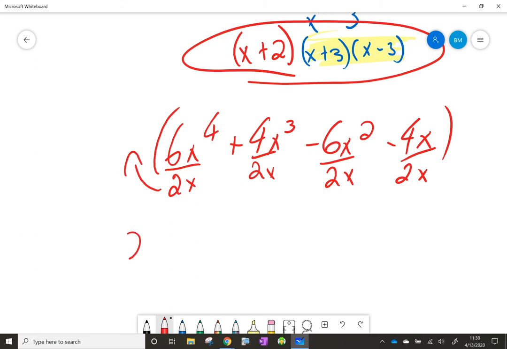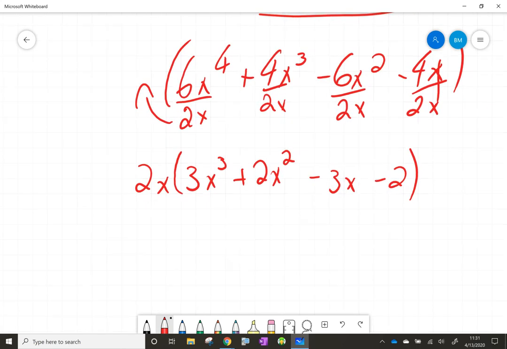Let's take the 2x all the way out here. And let's see what else we end up with. So 6 divided by 2 would turn into 3. This would be x to the 3rd. 4 divided by 2 would be 2. This would be x to the 2nd. This would be minus 3x. And then x cancels there, so it would be minus 2. So factor the GCF out.